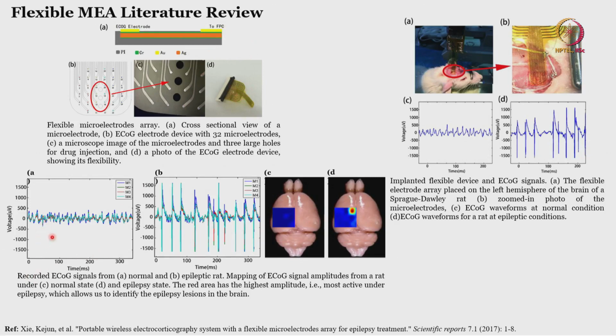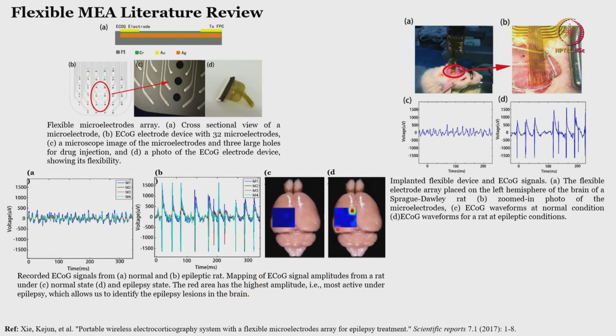What we see in this particular case is that when the ECoG signals are normal, you can see this amplitude range, in microvolts. And when it is an epileptic rat, that means when we create epilepsy, you can clearly see the spiking activity, and the amplitude increases many-fold compared to the normal ECoG signals. Next, the red area has the highest amplitude, so they have also mapped it and analyzed which area shows the maximum amplitude and is most active under epilepsy, which allows identifying the epilepsy lesion in the brain.